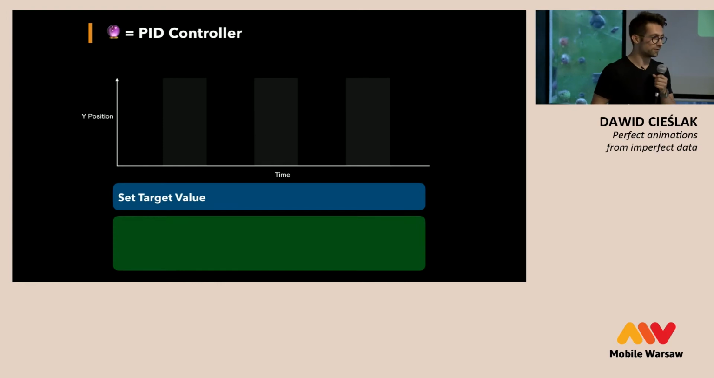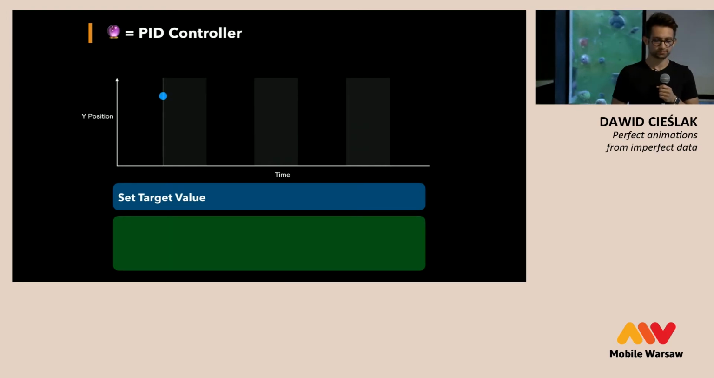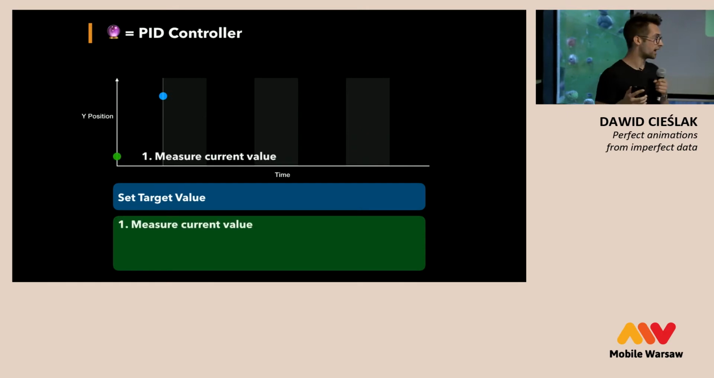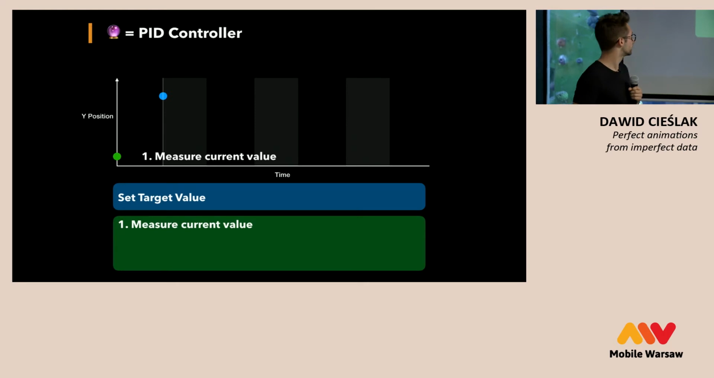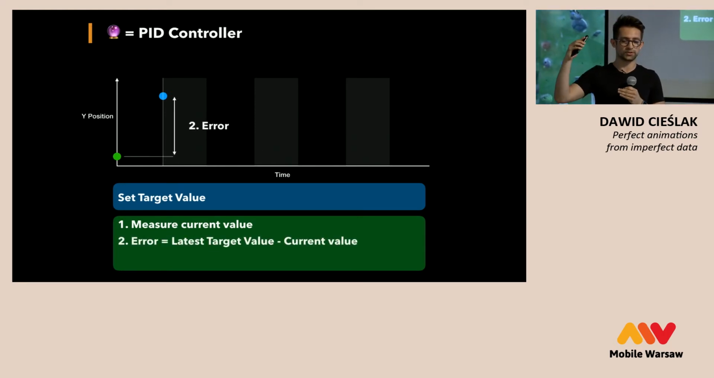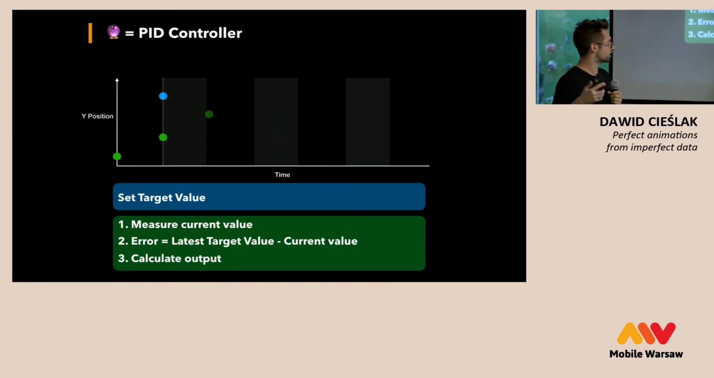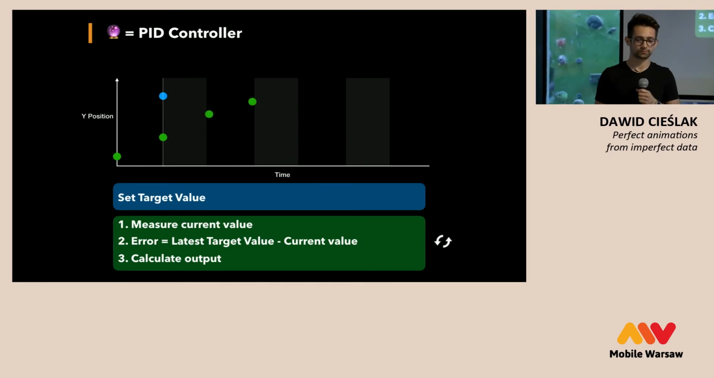So how does it look on a graph? I want to set the new position for my object. And okay, there are three things that happen in the loop. The PID Controller asks me what's the current position of the object, measures what's the error between the given position and the target one, and based on that error, on the configuration you gave to the PID Controller, and what happened in the past, it will give you some intermediate point. So we gradually reach the target value as time progresses.